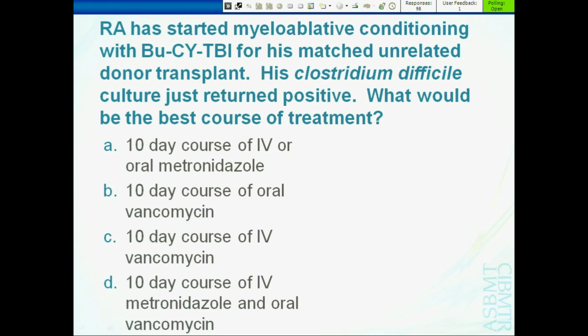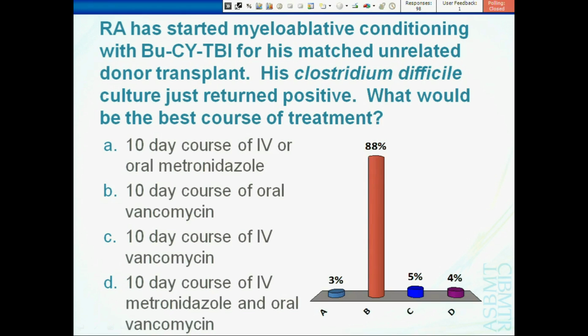Most of you have answered. Very good. 88% of you correct. The correct answer is B, a 10-day course of oral vancomycin. As I mentioned a few times already in this talk, avoiding metronidazole and busulfan due to the drug interaction is important. And as we all know, as very good pharmacists, IV vancomycin is not indicated for Clostridium difficile treatment.